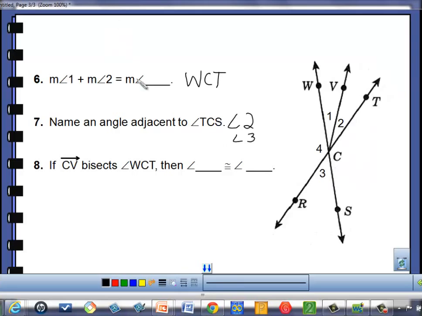All right, number 8, name if CV bisects angle WCT. So I'm going to trace over CV. This is ray CV. They're telling you that it bisected this big angle WCT. And they're looking for the two angles that are congruent. This is the symbol for congruent. When something is bisected, it's cut into two equal pieces. You'll always find those equal pieces on either side of the bisector. So you could say that angle 1 is congruent to angle 2.